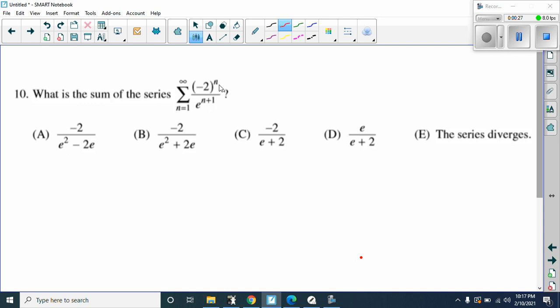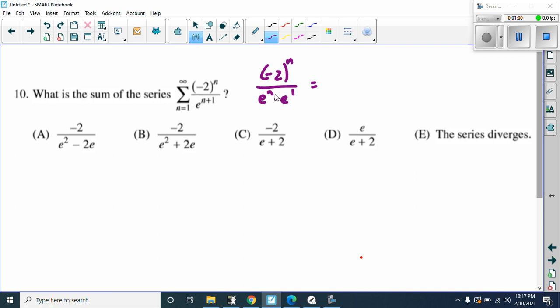So it's most likely, especially because it's raised to an exponent here, going to be a geometric sequence or geometric series. We want to try to rewrite it so that it looks more like what we're used to for a geometric series. So I've got -2 to the n, and then I've got e to the n plus 1. I can write e to the n plus 1 as e to the n times e to the first. When you multiply, you add up the exponents, so I can split up this n plus 1.